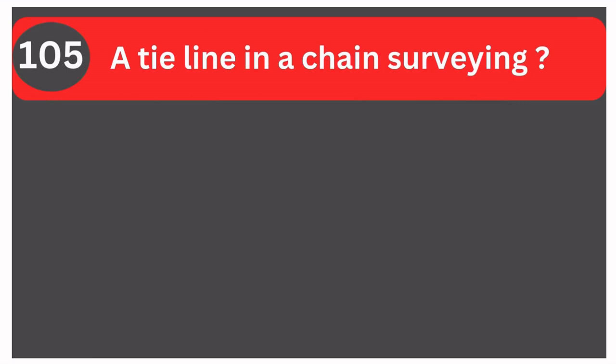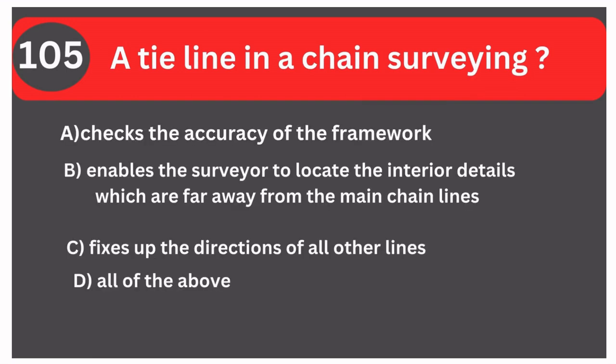A tie line in chain surveying. Options: A. Checks the accuracy of the framework. B. Enables the surveyor to locate the interior details which are far away from the main chain lines. C. Fixes up the directions of all other lines. D. All of the above. Answer: B. Enables the surveyor to locate the interior details which are far away from the main chain line.